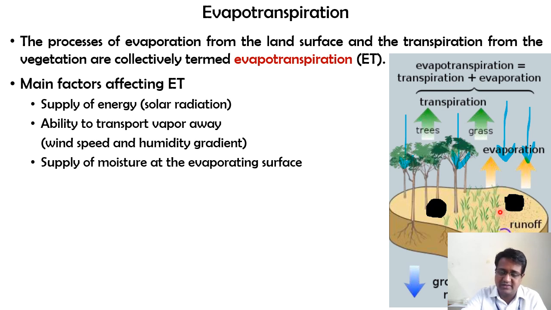Now whenever it comes to evapotranspiration, what will happen? The evaporation is simultaneously going to occur from the trees as well as from the grass. So you can call it, as they have shown here, this is transpiration from trees and this is from the grass which is there. Okay, so simultaneously it is going to occur from there.